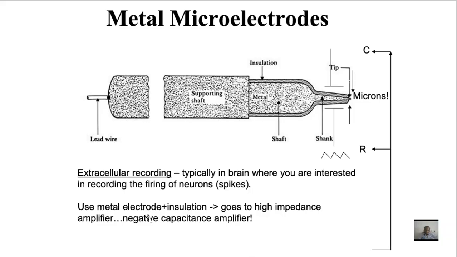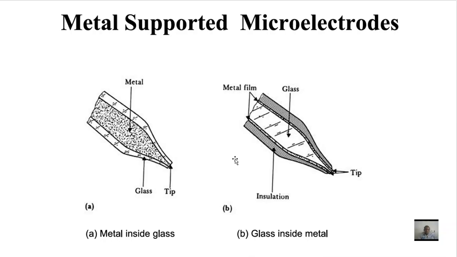We use a metal electrode plus insulation, which goes to a high impedance amplifier, a negative capacitance amplifier. So here we have a metal shaft covered with insulation. The tip is connected to the cellular level, that is, inside the body. Next one is the metal supported microelectrode.